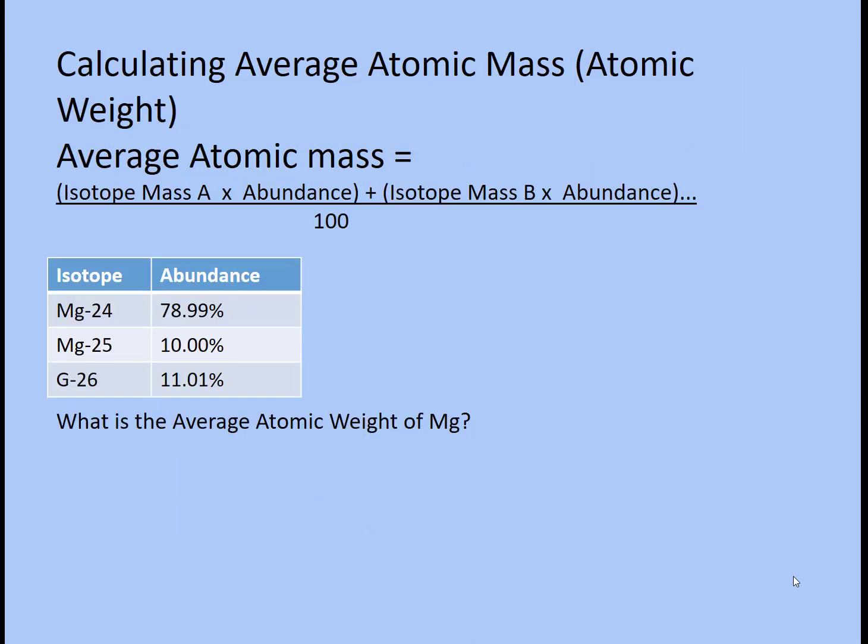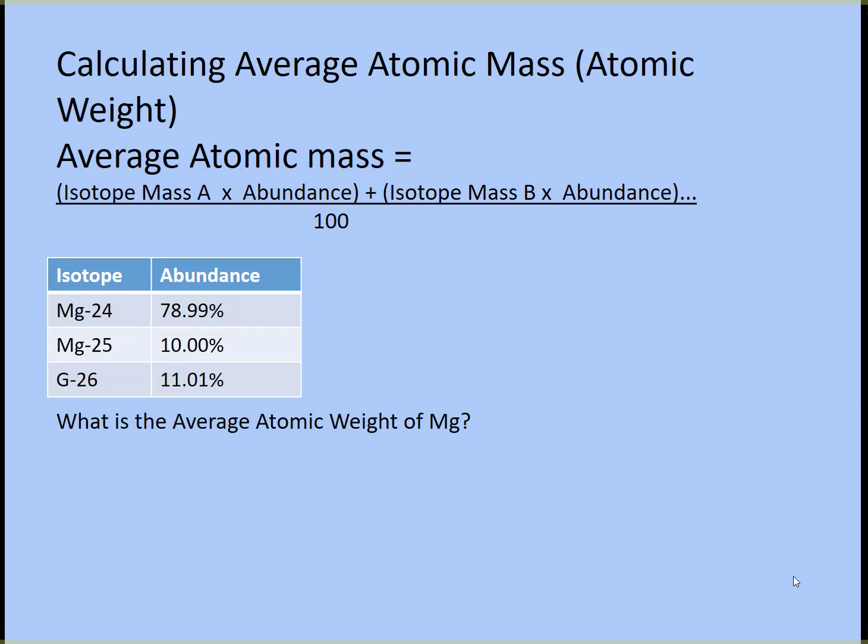Calculating the average atomic mass, it's also called the atomic weight. You take the isotope mass times the abundance plus the isotope mass times the abundance, and keep it as a percentage. I find that students make a lot of errors if they take it out of the percent. How we'll take it out of the percent is at the end, we'll just divide by 100.